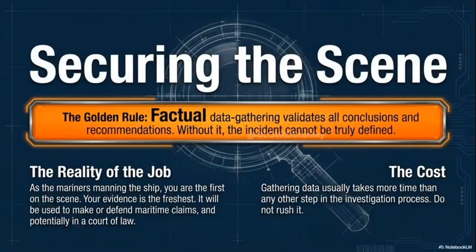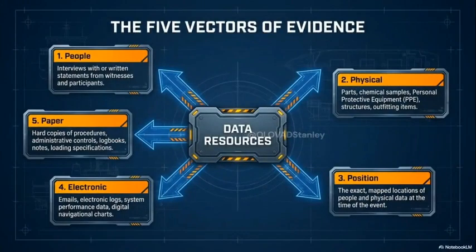Securing the scene is essential. The golden rule is that factual data gathering validates all conclusions. This process takes time, but it must be done thoroughly, as this evidence will be scrutinized in legal proceedings. We classify evidence into 5 vectors: people, physical, position, electronic, and paper. Each of these resources provides a different piece of the puzzle during your investigation.